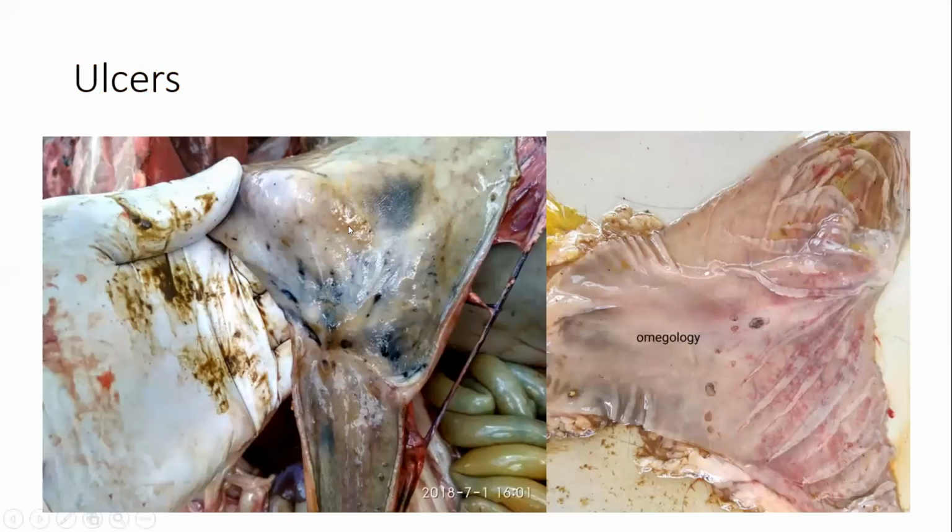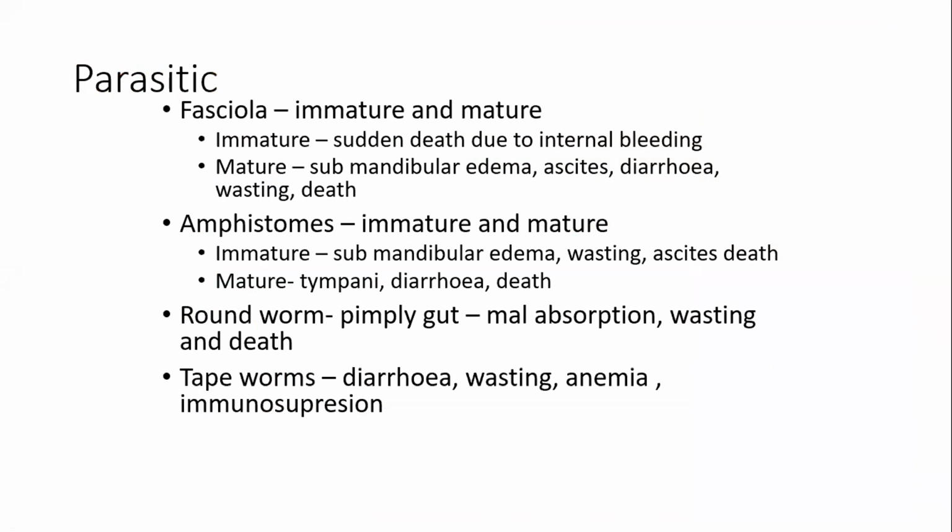So here again you can see the punch type of ulcer. They are very common in case of theileriosis. Then parasitic infections. Already we have discussed the fasciola, amphistomes, roundworm, pimply gut conditions that may lead to malabsorption syndrome, then wasting is there, death is there. Ultimately, tapeworms lead to diarrhea, wasting of the animals, anemia, immunosuppression. So all these parasitic infections may lead to these types of pathological conditions.